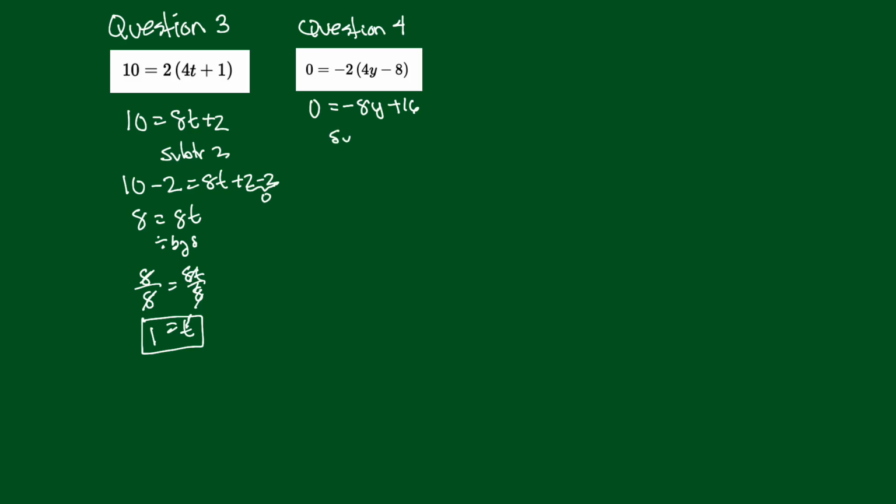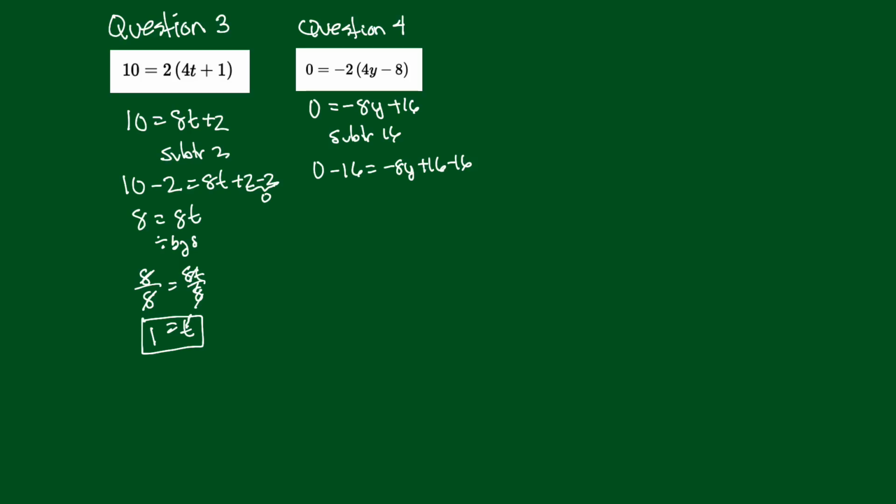I'll say what I'm going to do. I'm going to subtract 16. It'll look like this. 0 minus 16 equals negative 8y plus 16 minus 16. All I've done is I've subtracted 16 from both sides. I subtracted it from here. There it is. And then from here. There it is right there.